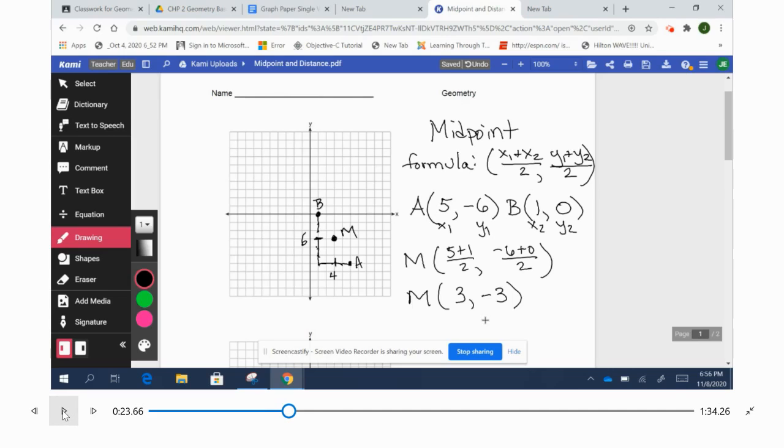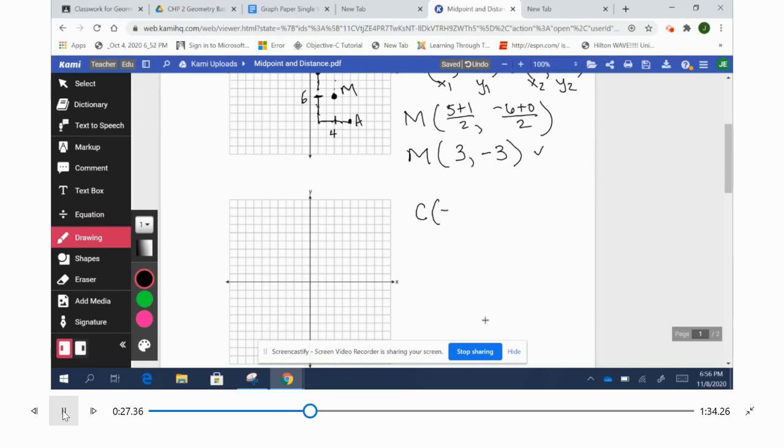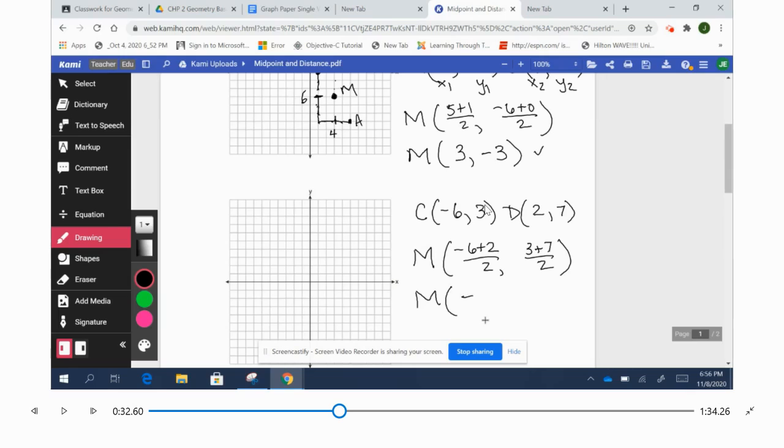So I'm going to call it M for midpoint, capital M, because lowercase m is slope. And it was the location 3, negative 3. So now we'll do that again. I will typically graph if I can, and make sure you show the work if you're going to graph. Same thing if you're going to prefer to choose the algebra.